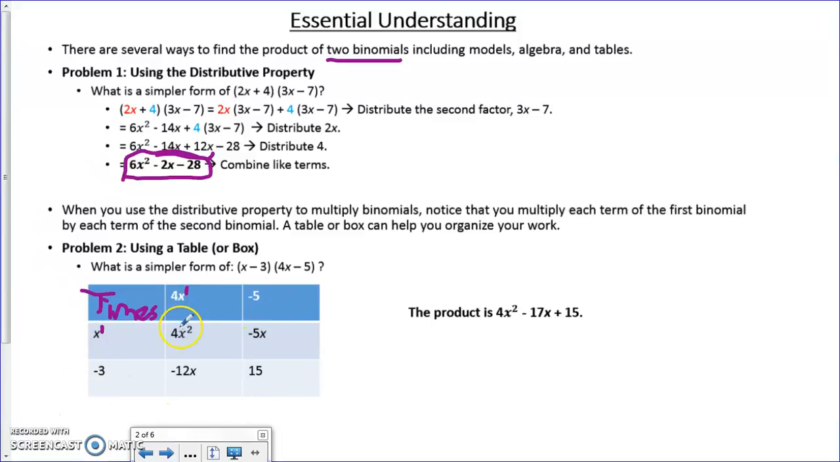If you set up the box correctly, your like terms, most of the time, are your diagonals. Now 4x squared and 15, they're not like terms. So then you just write this out in standard form. So 4x squared, negative 12x and negative 5x get you negative 17x, and then positive 15. This would be your answer.